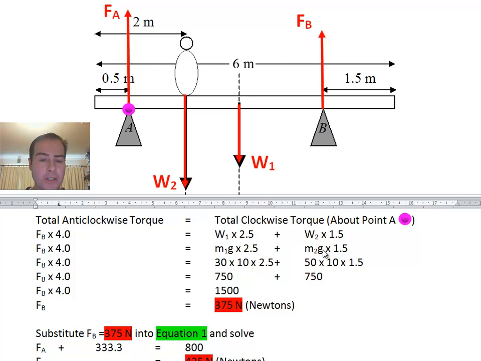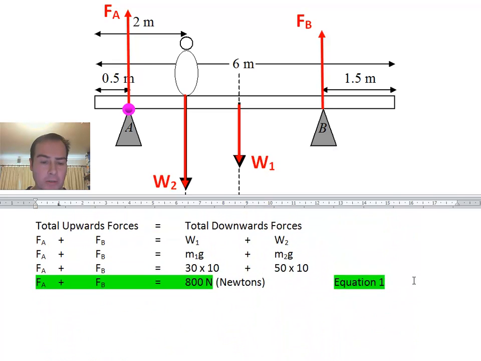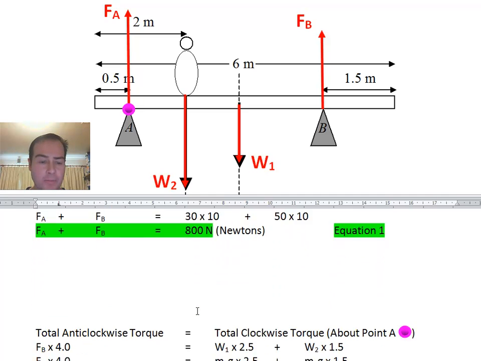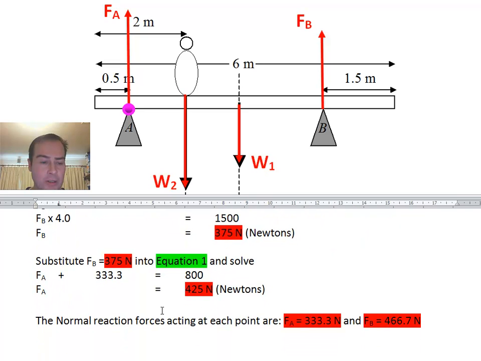And this is where we can now refer back to equation 1, which told us that the 2 forces, FA and FB, must total to 800. We now know that FB is 375, so we substitute into equation 1 to say that FA plus 375 must equal 800, and therefore FA must be 425 newtons. And as predicted, slightly bigger than FB because the person is standing close to that support.